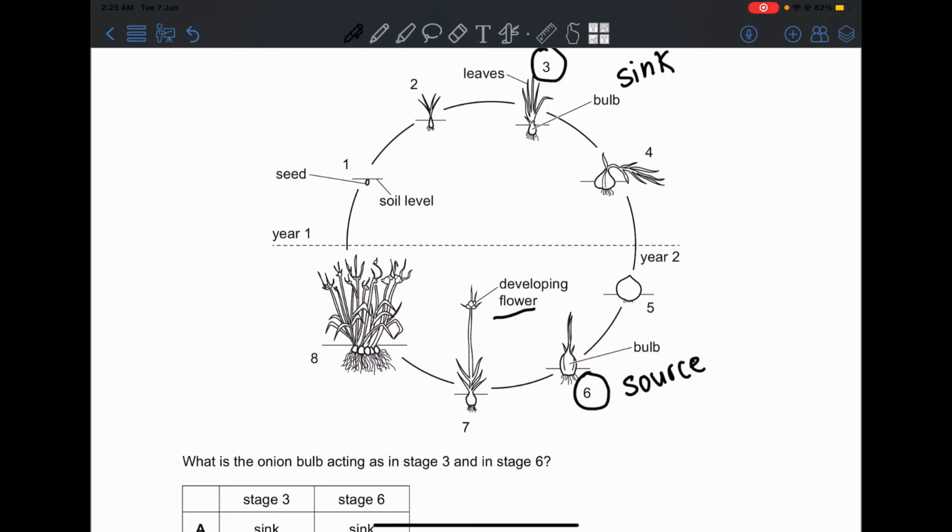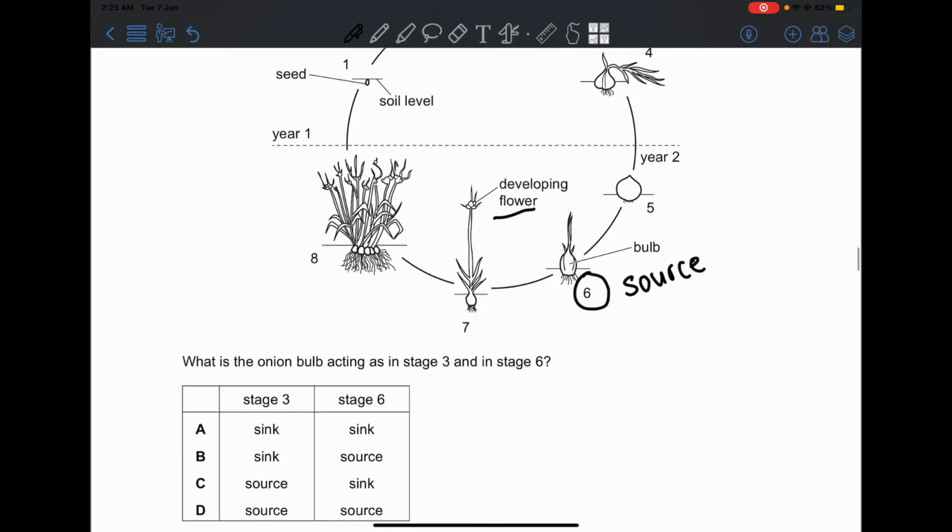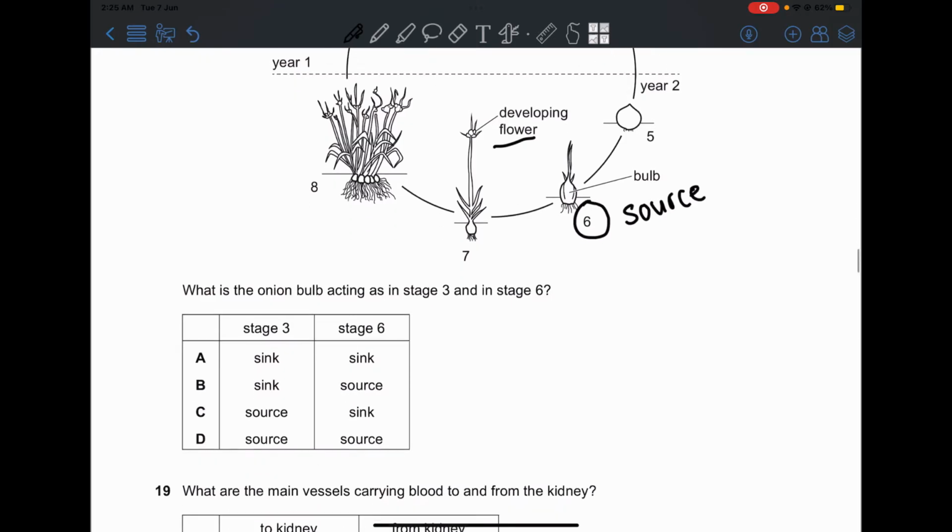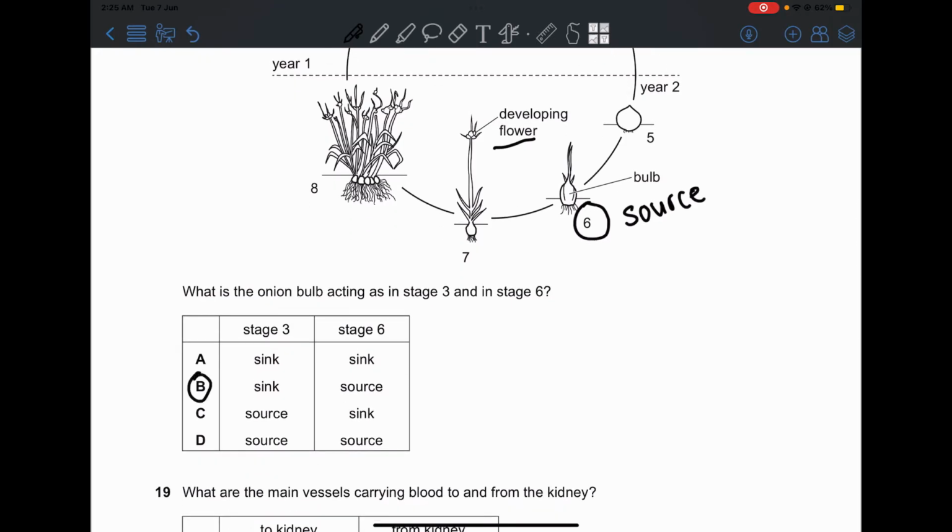Because in year 1, the onion bulbs were actually the ones developing and not the leaves. And then in year 2, the flowers were the ones to develop. So the onion bulbs were providing energy by breaking down the starch and so on. So our answer will be B for this question.